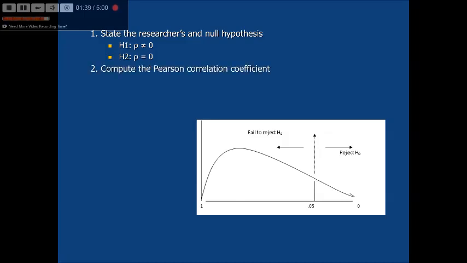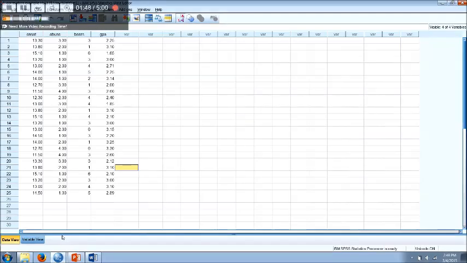The second step is to compute the Pearson correlation coefficient, and we can easily do this in SPSS. You can see in this SPSS data file I have a number of variables, but what I want to do is see what the relationship or the correlation is between the number of beers a person has consumed in the last 30 days and their grade point average. So you can see I have 25 subjects here, and I want to see what is the correlation between the number of beers one consumes and their grade point average.